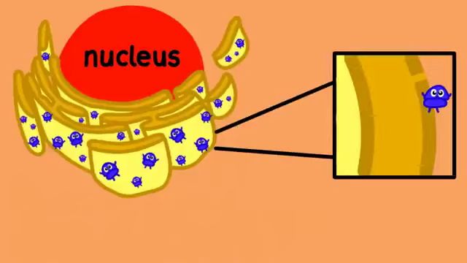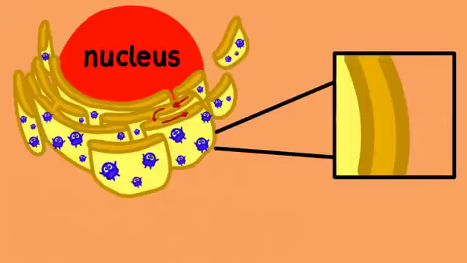So what happens in the rough ER is, as the ribosomes produce their proteins, the proteins are threaded into the pores of the rough ER. And inside the rough ER, the protein folds into its unique shape. And while it's folding, it's transported through the pathway of the rough ER. Then, the protein leaves the rough ER through a vesicle to be transported to another location in the cell.